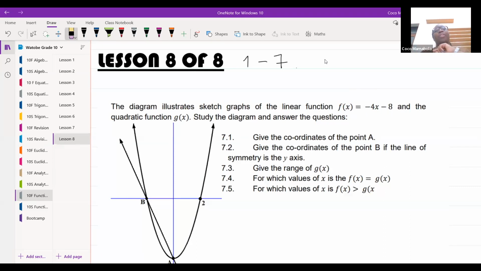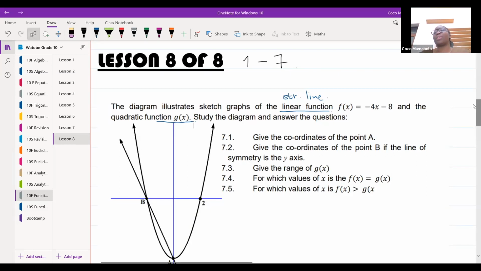So we need to be very careful, guys. Just because our drawing shows us a parabola, it doesn't mean that they've given us the equation of the parabola. They've told us here, the diagram illustrates sketch graphs of the linear function, which means that it's a straight line. And then it says, and the quadratic function g of x. So they haven't actually even given us the equation of the quadratic. They've only given us the equation of the linear function. So we still need to go find the equation of the parabola.